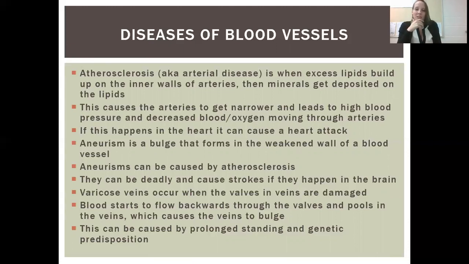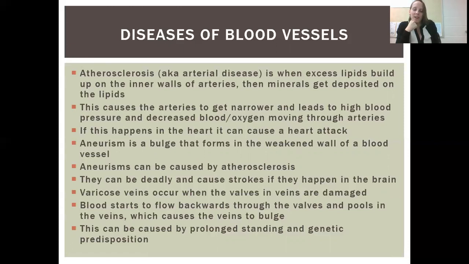And eventually it can lead to such high blood pressure because you're having the same amount of blood trying to squeeze through a smaller space, so it's pushing out harder on that artery wall. So you have this higher blood pressure, and it can eventually lead to a heart attack. There can also be an aneurysm, which is a bulge that forms if an area of a blood vessel becomes too weak. That can be caused by arterial disease. It can also happen just randomly in some people. And aneurysms can be deadly. They can also cause strokes if they happen in the brain.